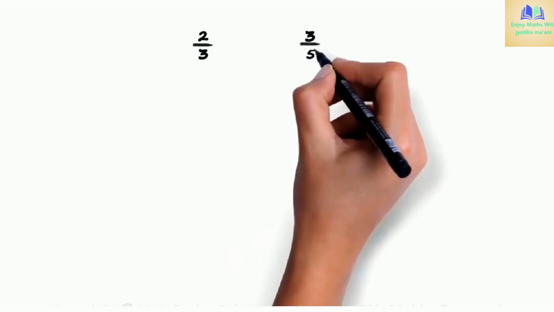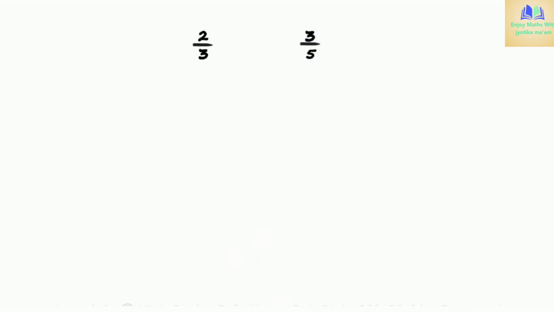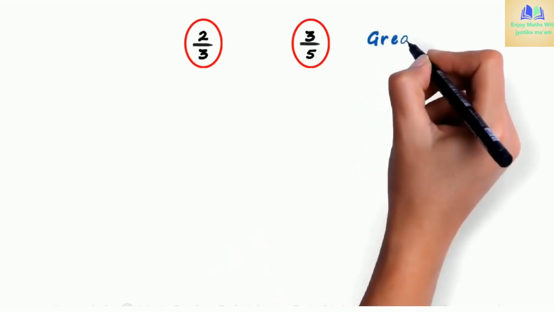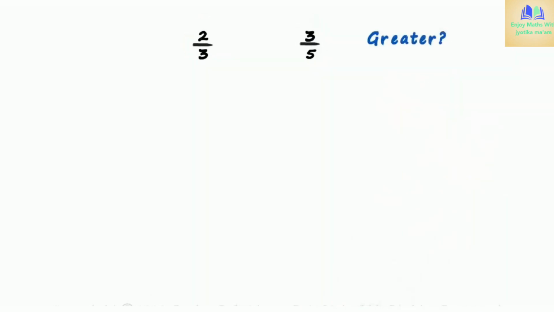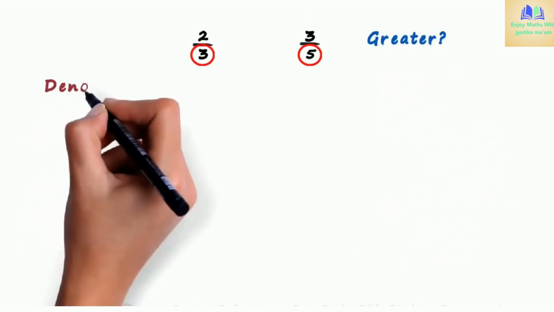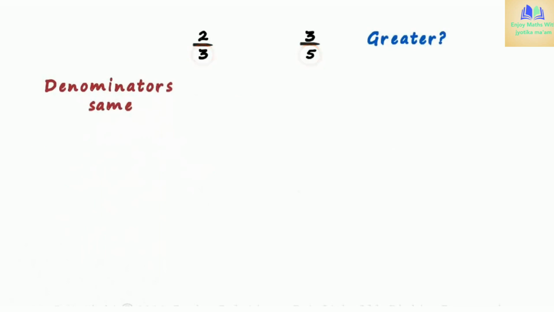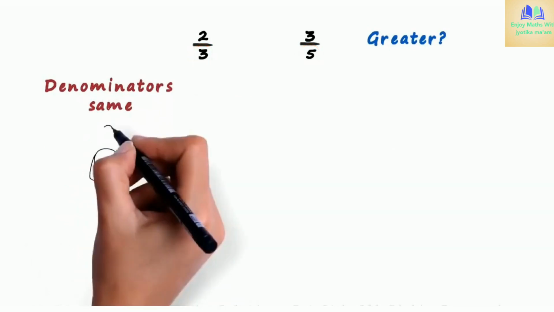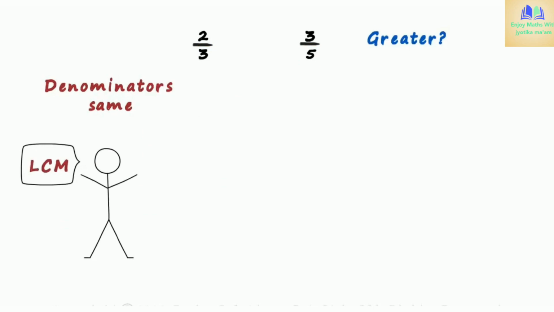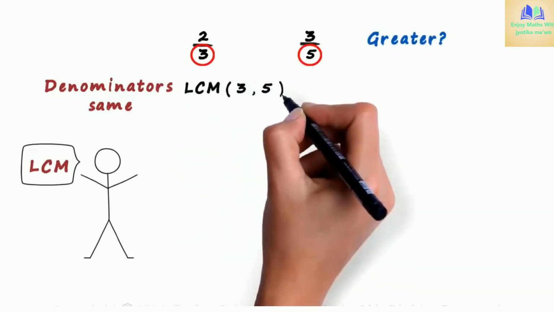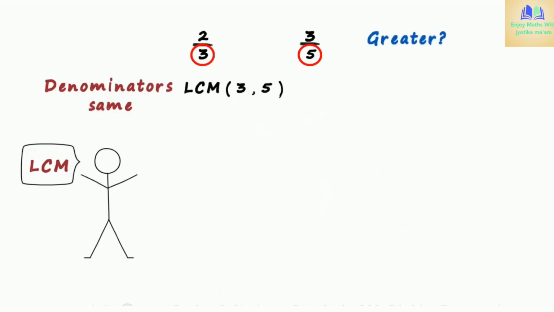Consider these two unlike fractions, 2 by 3 and 3 by 5. We want to find out which one is greater. The best way to compare two unlike fractions is by making the denominators the same. The question is, what do we choose as the common denominator? Well, we take the LCM of the two denominators. The denominators are 3 and 5. Hence, we need to find the LCM of 3 and 5.